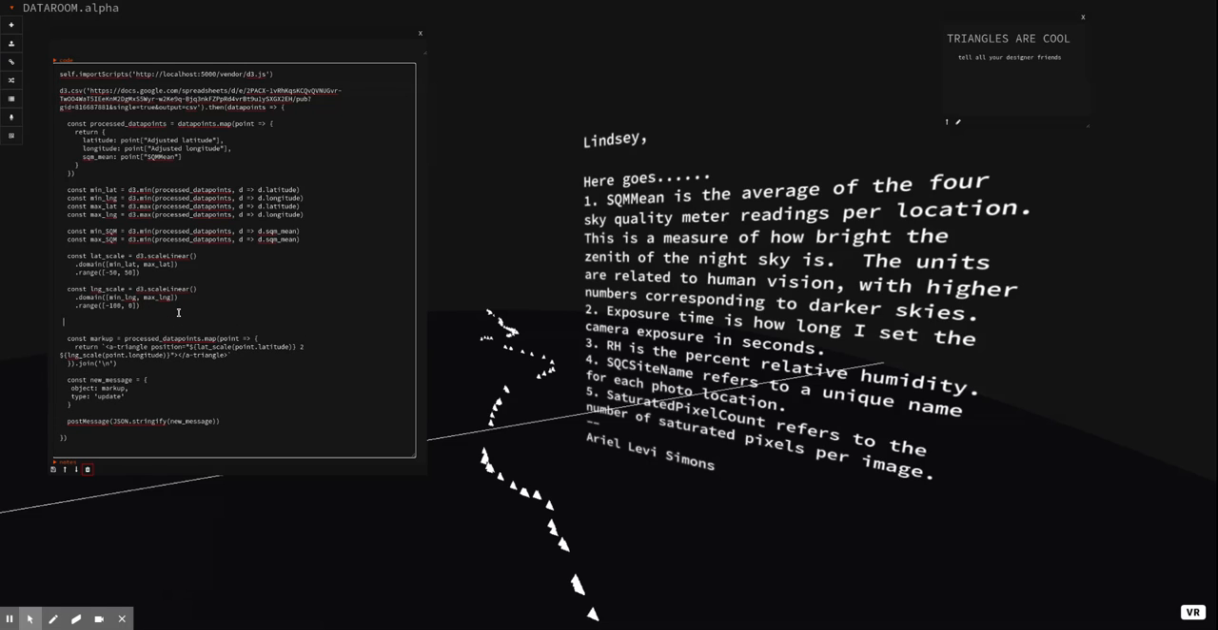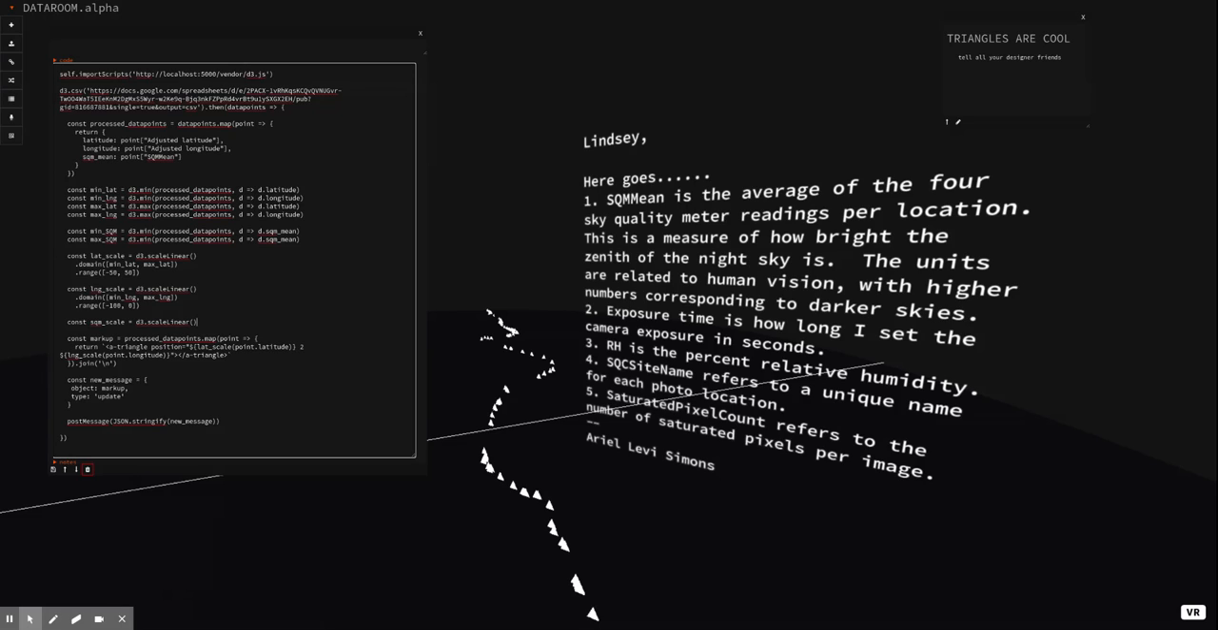And so remember what Levi said to us is that the units are related to human vision, with higher numbers corresponding to darker skies. And so what I was thinking is the higher the number, the more translucent or the more transparent the triangle is going to be. And so that way it'll be a little darker in contrast. And so here we go. We're going to go SQM scale equals D3 scale linear.